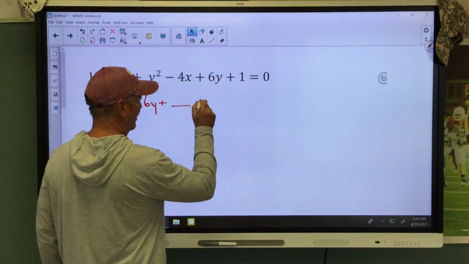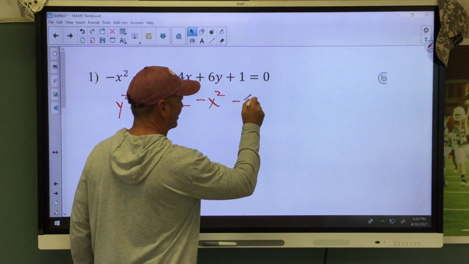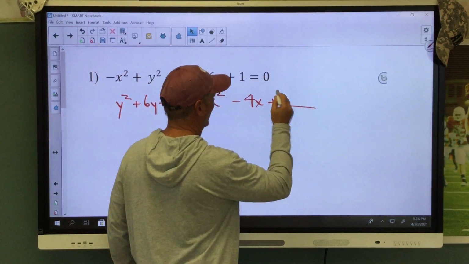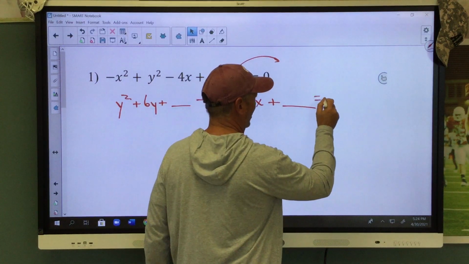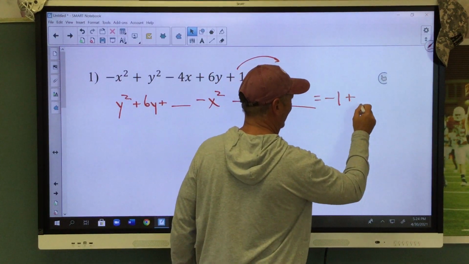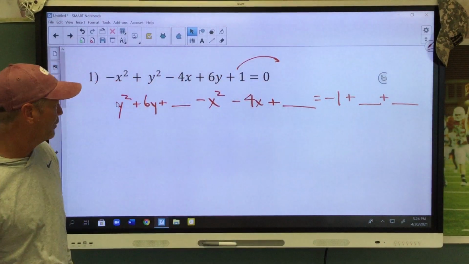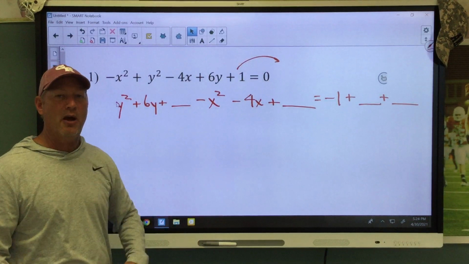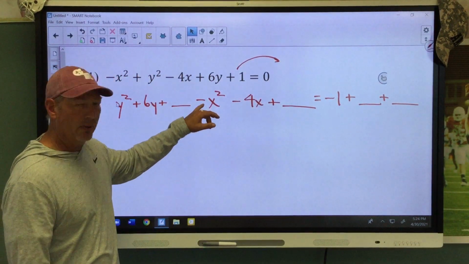We're going to say negative x squared minus 4x plus blank. We need to move the 1 to the other side, so we're going to subtract it. We're going to get negative 1 plus blank plus blank. Okay? All right, so here we have a negative in front. This is going to mess with us. Remember how we have to factor things away and bounce? This is what's going to happen here.